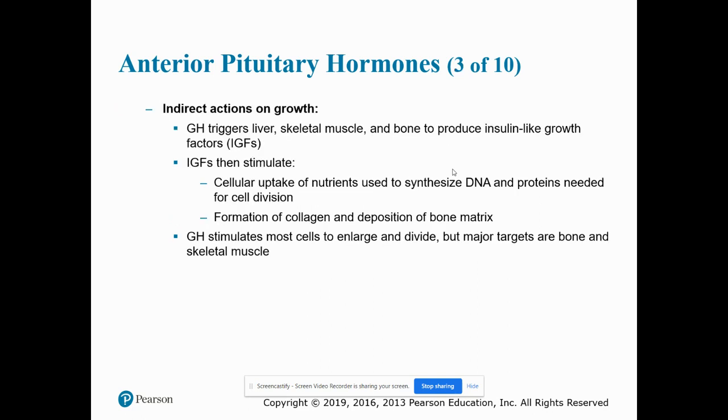Now, the indirect actions on growth are that growth hormone triggers liver, skeletal muscle, and bone to produce something called IGF. And IGF is known as insulin-like growth factor. IGF then is going to stimulate cellular uptake of nutrients that's used to synthesize DNA and proteins that are needed for cell division, formation of collagen, deposition of bone matrix. And then growth hormone will also stimulate most cells to enlarge and divide, but major targets are bone and skeletal muscle.